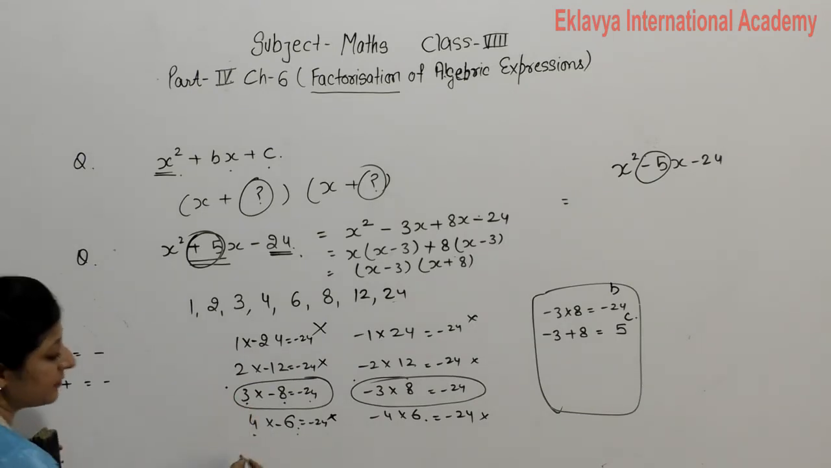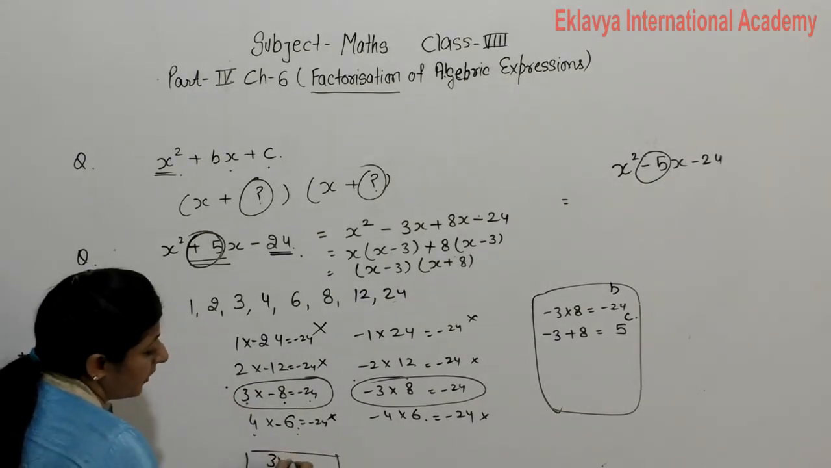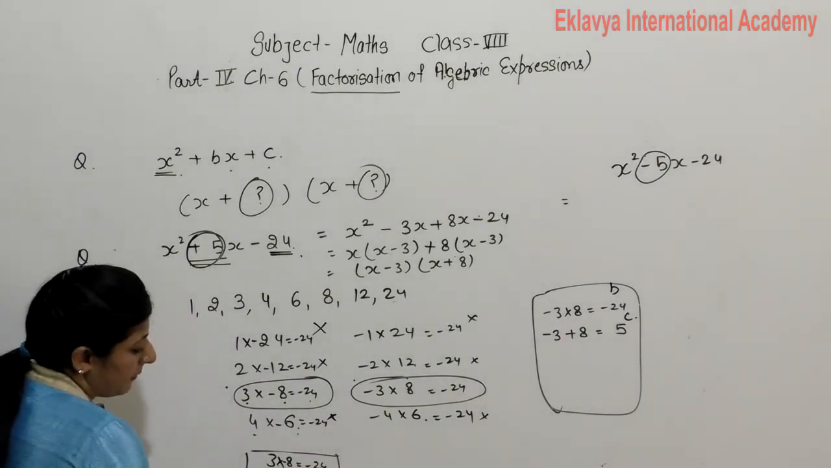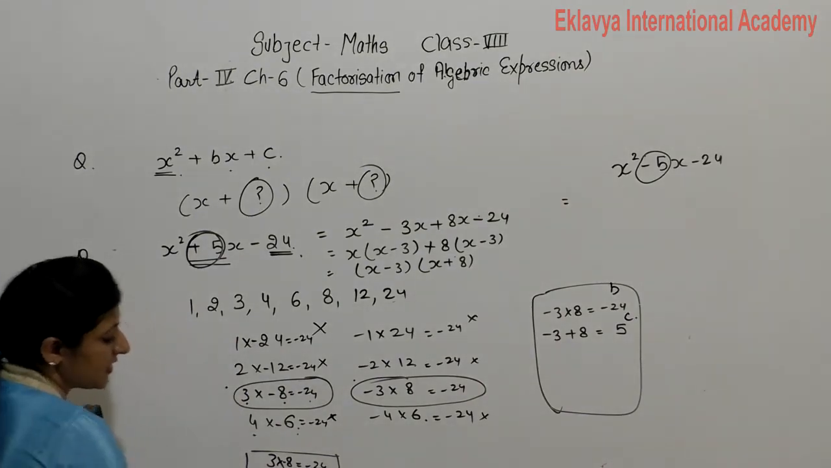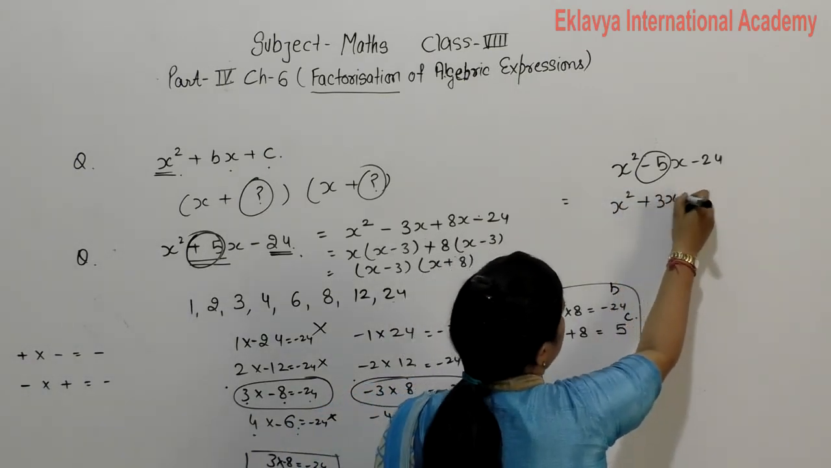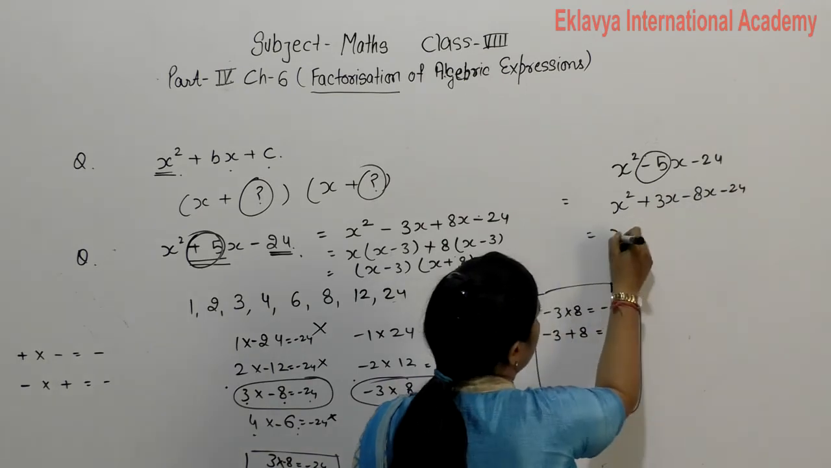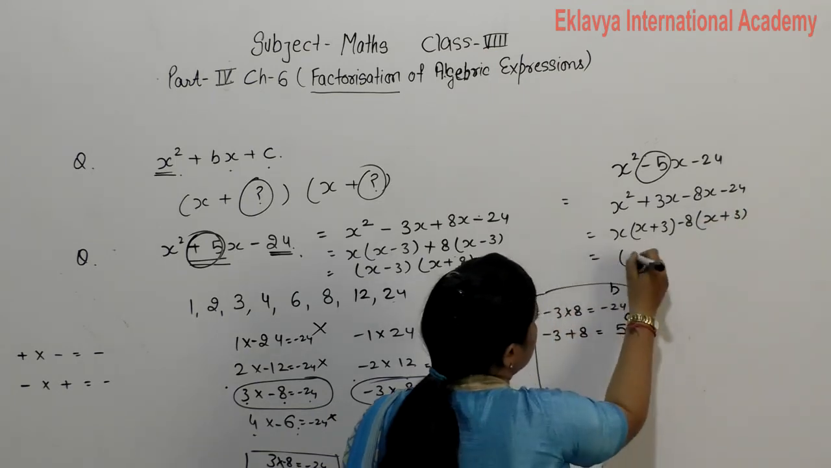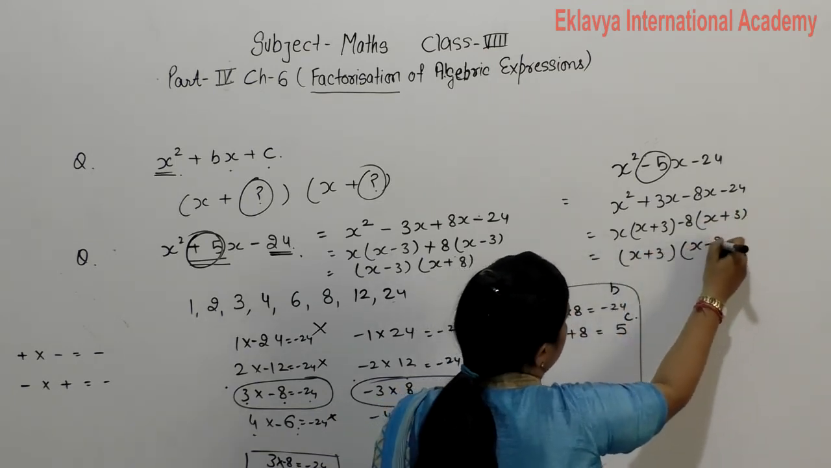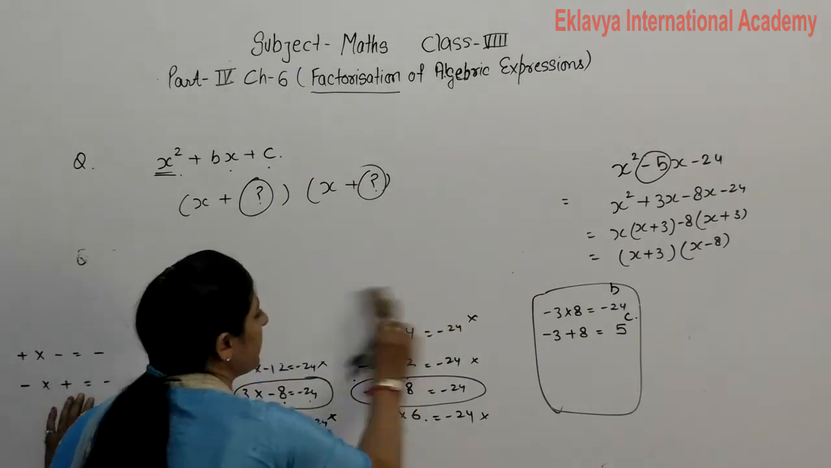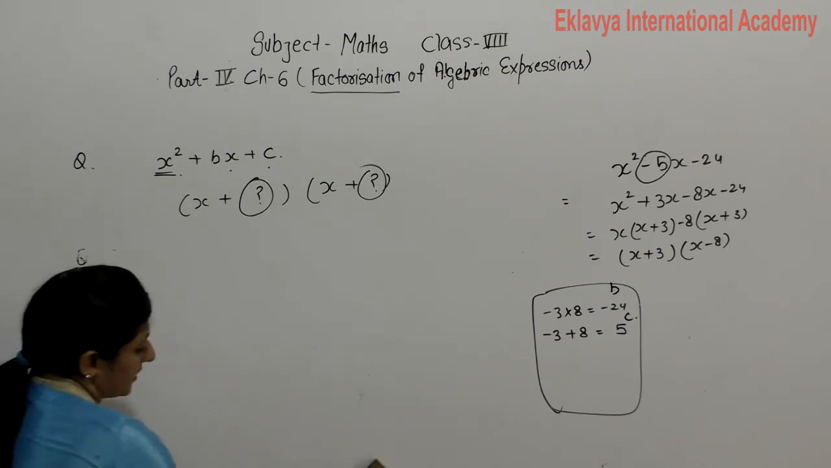So in this case, see, 3 into minus 8 is equal to minus 24, and 3 minus 8 is equal to minus 5. So we write down x square plus 3x minus 8x minus 24, x common, x plus 3, minus 8 common, x plus 3, then your factor is x plus 3 into x minus 8. So see the sign of b and c properly. According to the sign of b and c, we will solve our factorization.